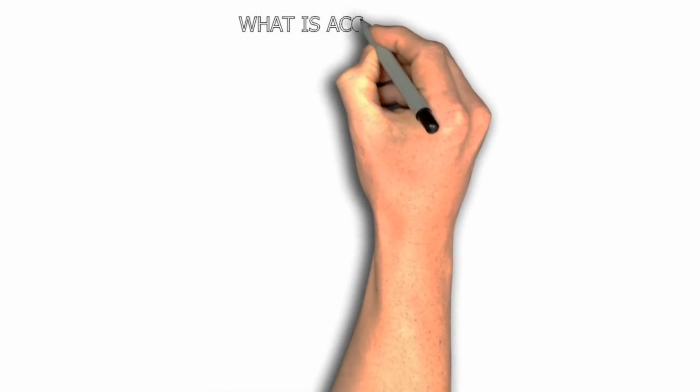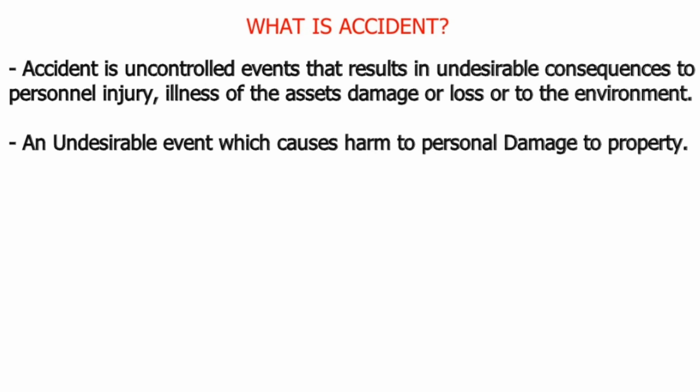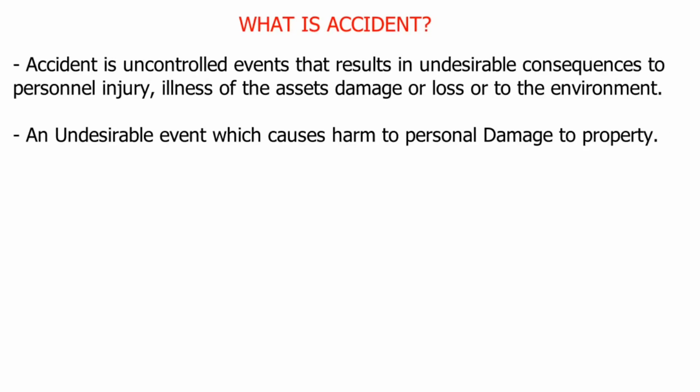What is an accident? An accident is an uncontrolled event that results in undesirable consequences to personnel, injury, illness, damage or loss of assets, or harm to the environment. An undesirable event which causes harm to personnel, damage to property.